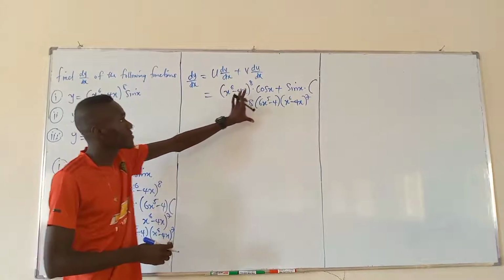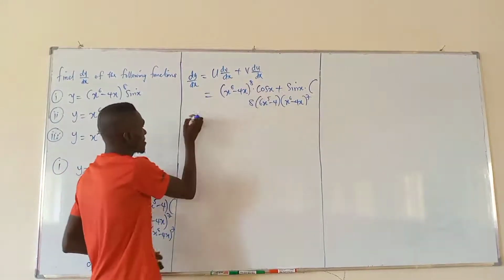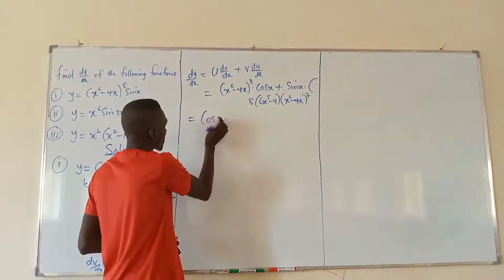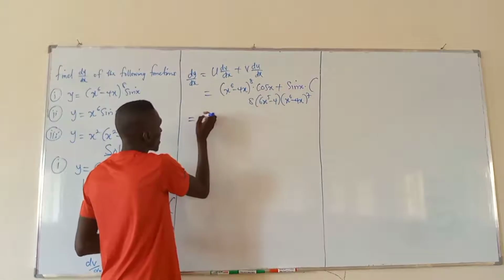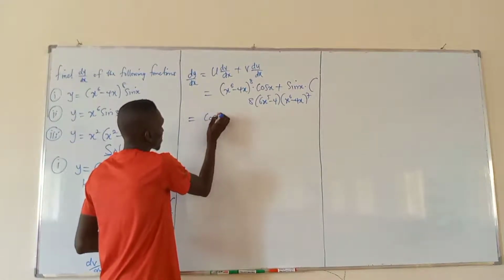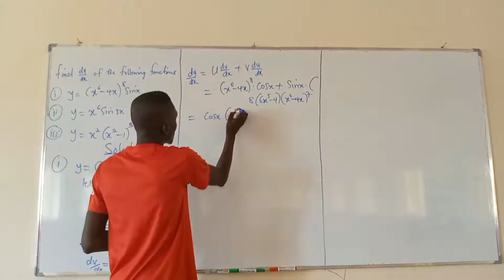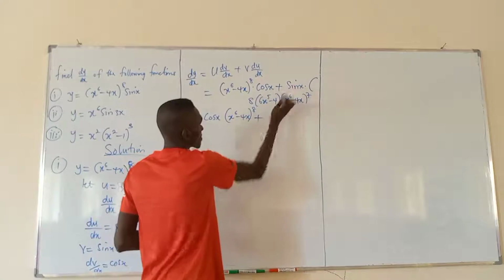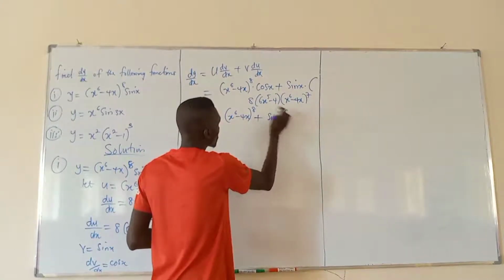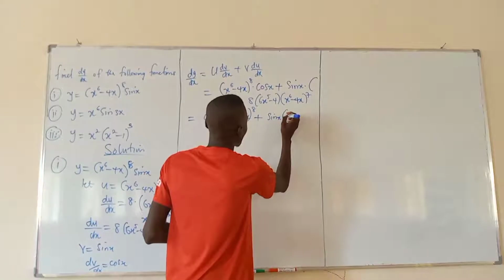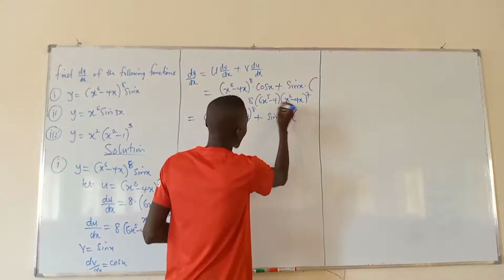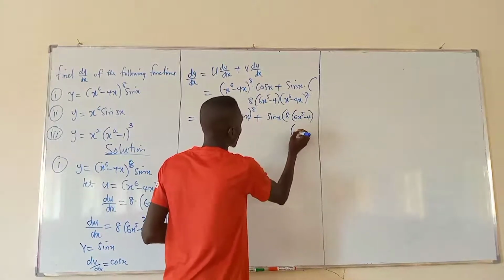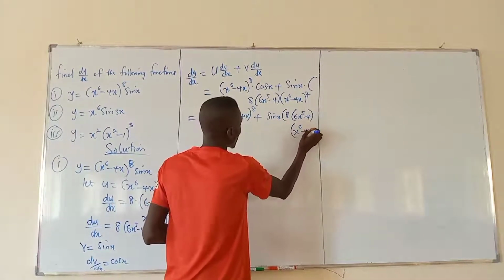The only thing left now is for me to arrange everything. So rearranging this, let's write cos x first. I'll be having cos x times (x^6 minus 4x) raised to power 8. That's for the first part. Then plus, same thing, sine x, and I'll bring the whole of this inside: 8 times (6x^5 minus 4) multiplied by (x^6 minus 4x) raised to power 7.